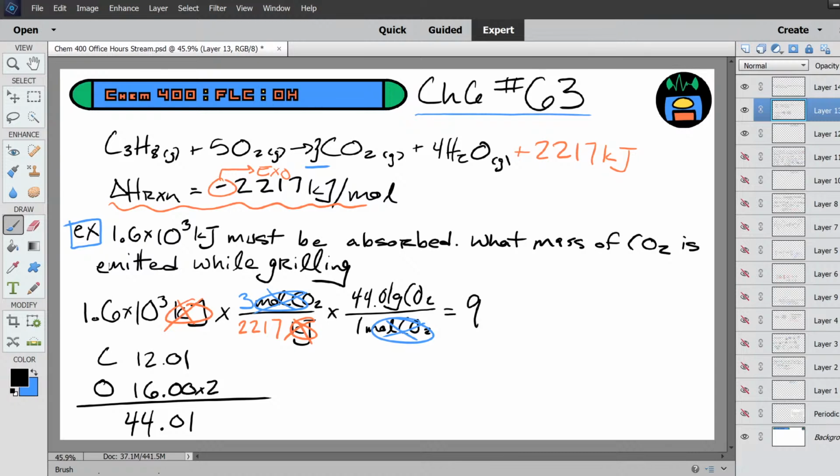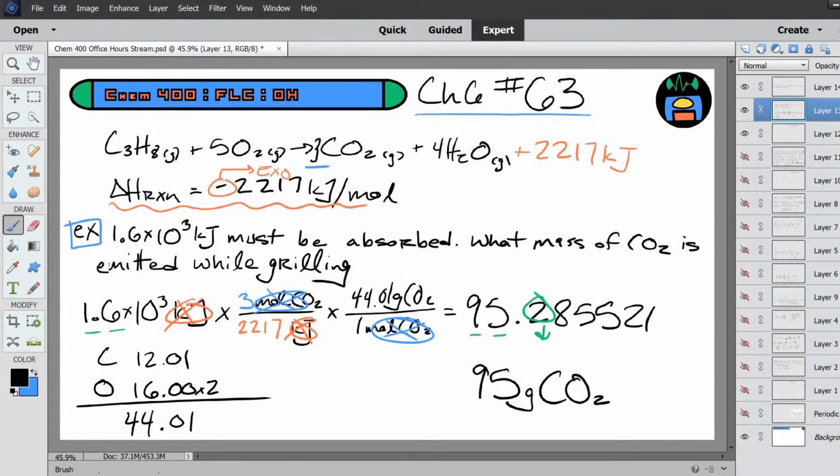Well, here, let's write out our value. 95.285521. As I mentioned before, we can keep 2 sig figs. You can have your first 2. The 2 is going to round down. So 95 grams of carbon dioxide are produced while this pork roast grills. So that is problem 63.